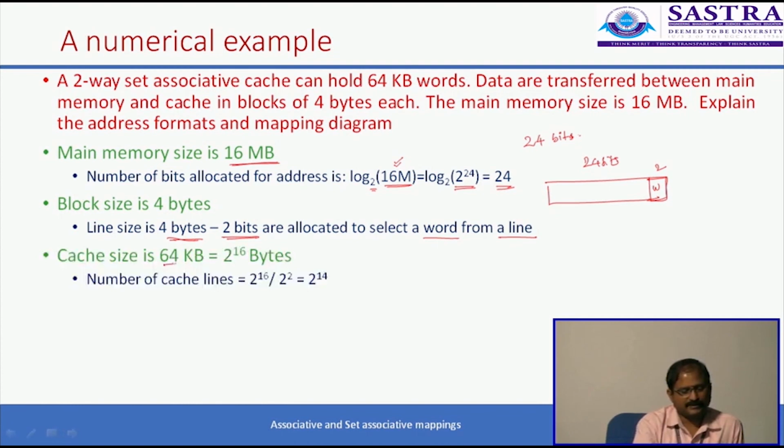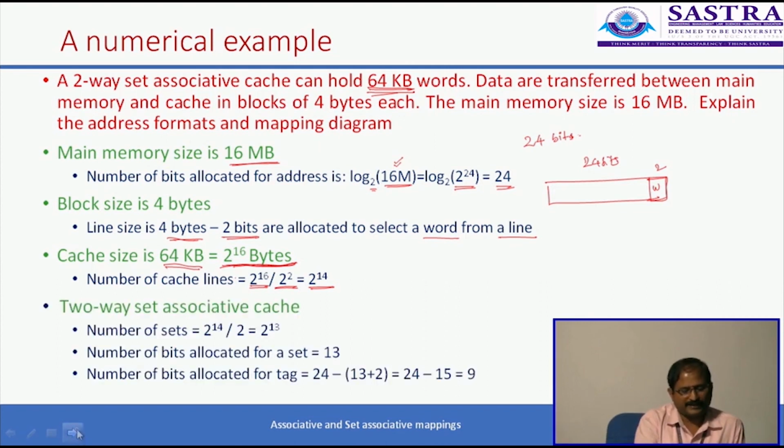Cache size is 64 KB, that one is given here, 64 KB. 64 KB means 2 power 16 bytes are available. 64 is 2 power 6, K is 2 power 10, so 2 power 16 bytes. So how many number of lines are available in that cache? A single line has 4 bytes. The cache has 2 power 16 bytes. So 2 power 16 divided by 4, that one is 2 power 14. 2 power 14 cache lines are available.